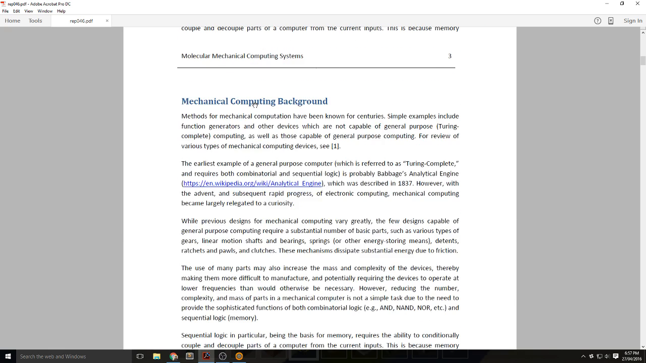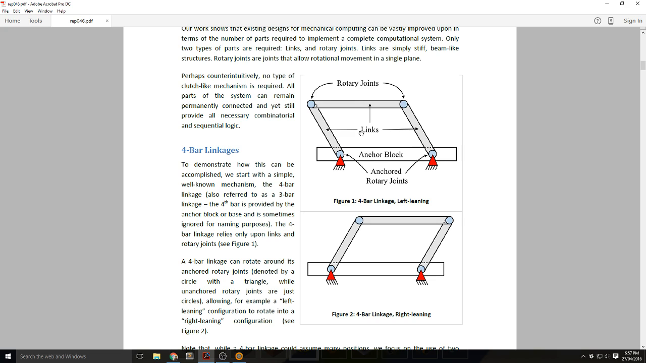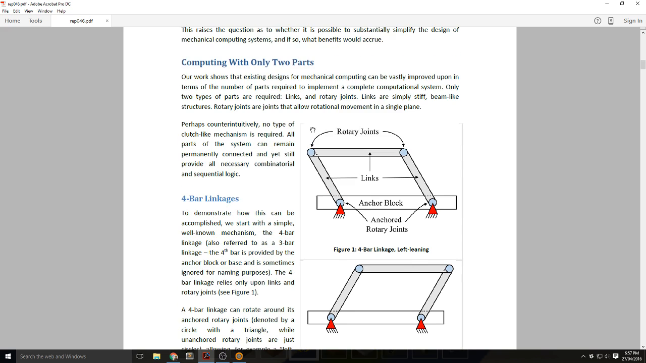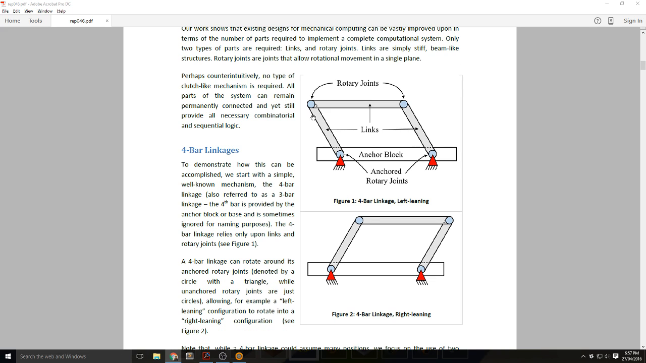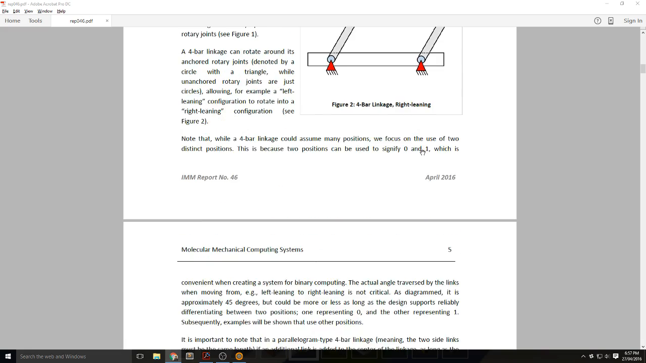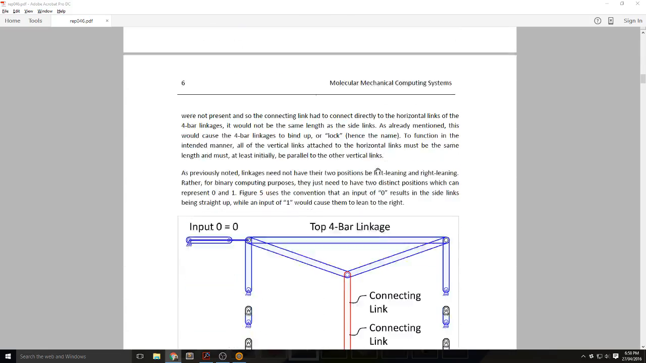So, what we just did is a figure 1 4-bar linkage that is bistable in left-leaning and right-leaning. And it's this sentence, right? Links are simply stiff, beam-like structures. Rotary joints are joints that allow for rotational movement in a single plane. That sentence made me go, aha, I can do this in Scrap Mechanic. I should probably buy the game, which is what I'm doing. So, we have accomplished this in Scrap Mechanic. We have shown that this indicates two states. That's what we care about. Now we're doing the lock.